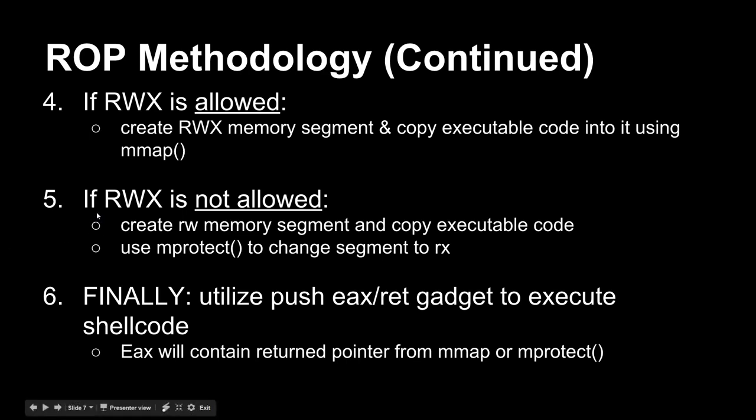Otherwise, if mmap does not allow you to create a RWX segment, create a read-write memory segment, copy the payload to it, and then use the mprotect gadget to change that segment from RW to RX. Step 6. Finally, utilize the push EAX gadget to execute the shellcode.